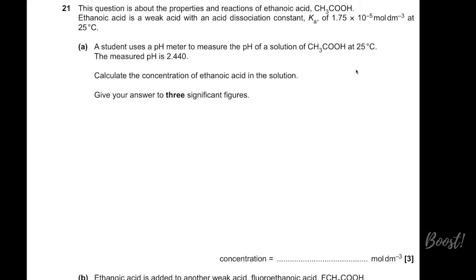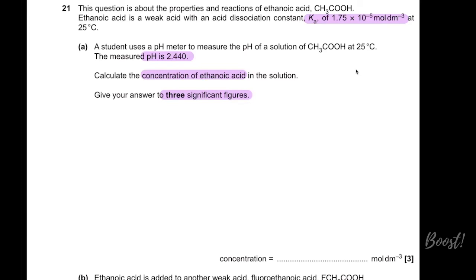So this question is about the properties and reactions of ethanoic acid. It's given you the formula. It's a weak acid with an acid dissociation constant of Ka equals 1.75 times 10 to the minus 5 at 25 degrees centigrade. A student uses a pH meter to measure the pH of the solution at 25 degrees centigrade, and we've got a pH of 2.44. Right, so we want to calculate the concentration of the ethanoic acid in the solution and give the answer to 3 significant figures. Okay, so this question is actually written the other way around. We want to use the pH to calculate the concentration of ethanoic acid.